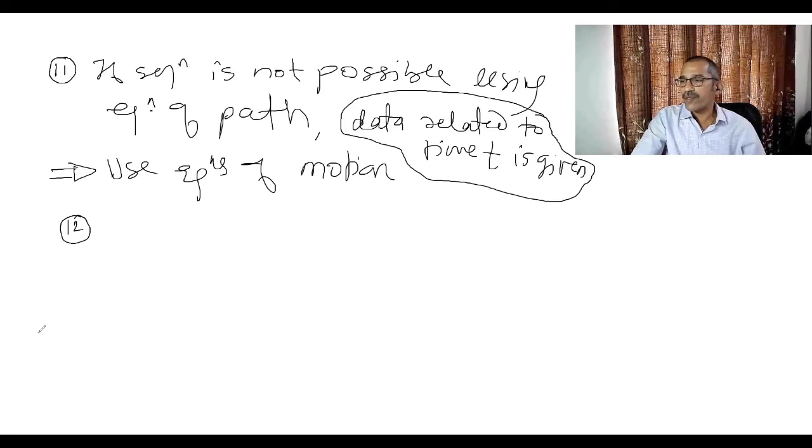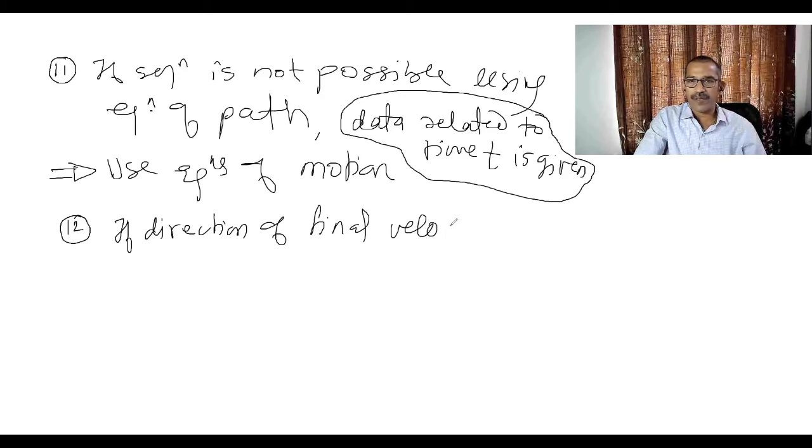In such problems, what is important is the final velocity. Normally its direction is given. That means the direction of final velocity is given, right? What does the direction of final velocity mean? Simple.